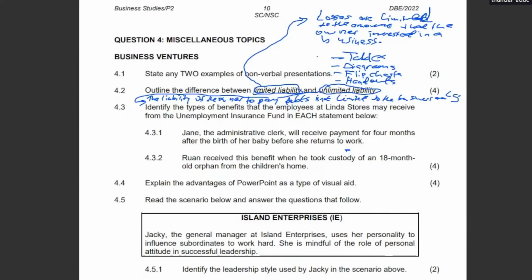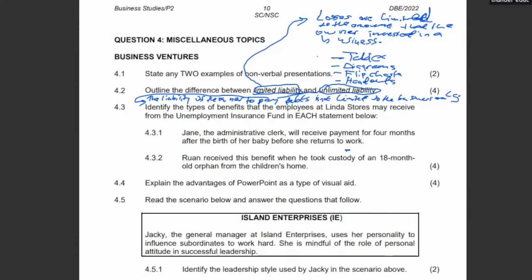While under the limited one, we say losses are limited to the amount that the owner invested in the business. In that regard, you would have scored yourself 4 marks. So now let's move on to the next question, which is 4.3.